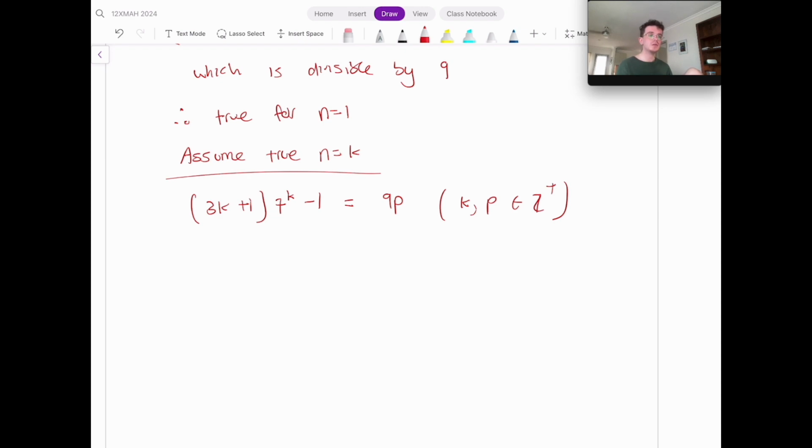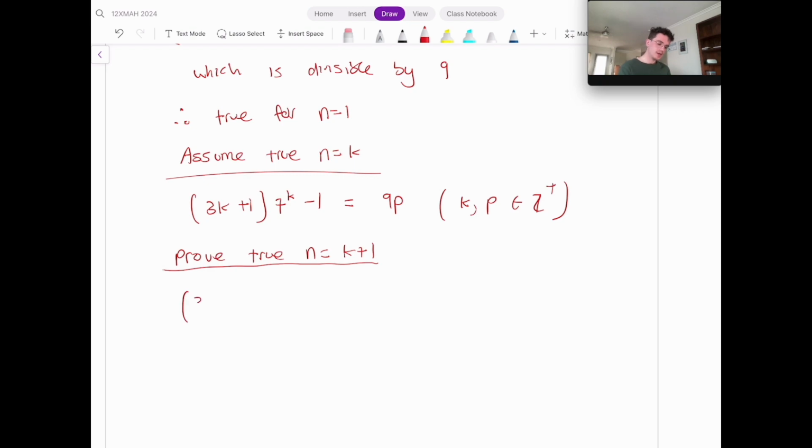Now the next step is where it's going to change a tiny bit. We obviously are going to prove true for n is k plus 1. That's always the step for induction. Or it's not always k plus 1, sometimes it's k plus 2, but we haven't seen ones like that at the moment. So prove true for n is k plus 1.